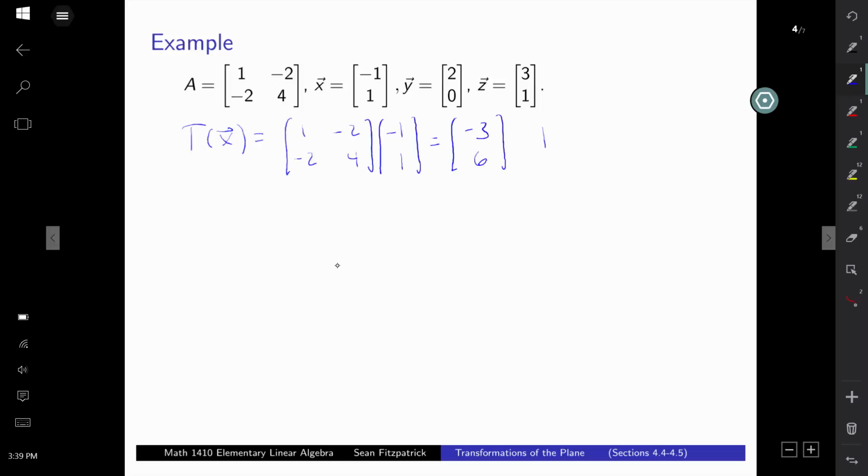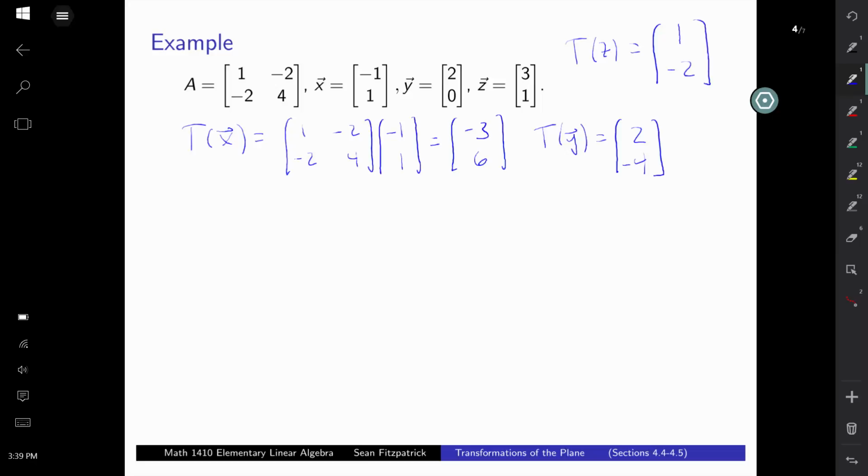Okay. What about T of y? Let's just do the other ones quickly. T of y, it's just going to be 2 times the first column. I'm going to get 2, and I'm going to get -4. T of z, let me throw that one up here. I'm going to get 3 times 1, that's 3, minus 2 gives me a 1. 3 times -2 is -6, and then I'm adding 4, I get -2.